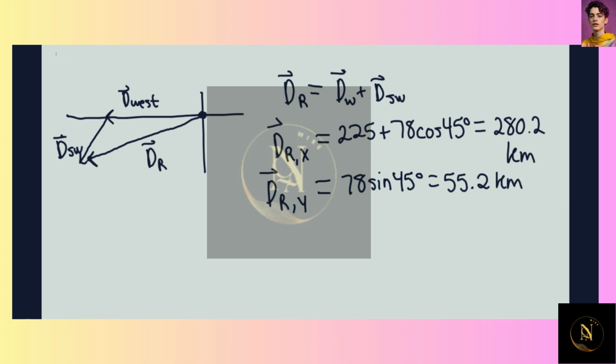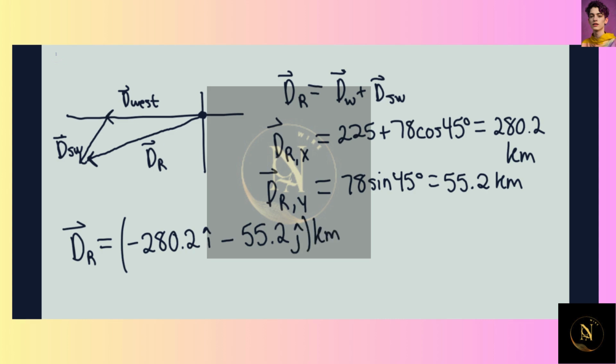So essentially, the resultant displacement can be represented by vector notation. If we consider west to be negative and south to be negative, it will actually be negative 280.2 i hat minus 55.2 j hat. The units, of course, would be kilometers.